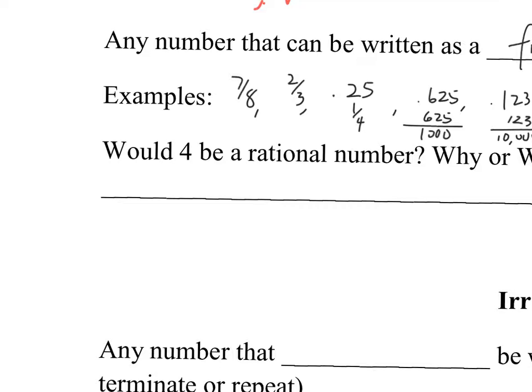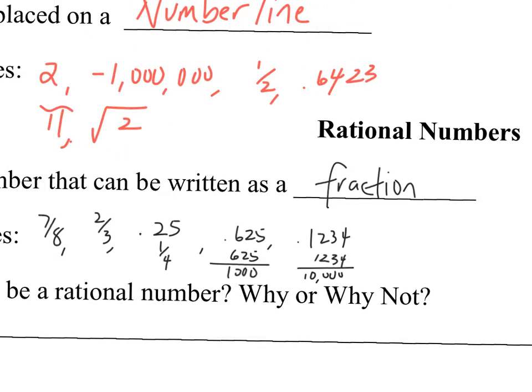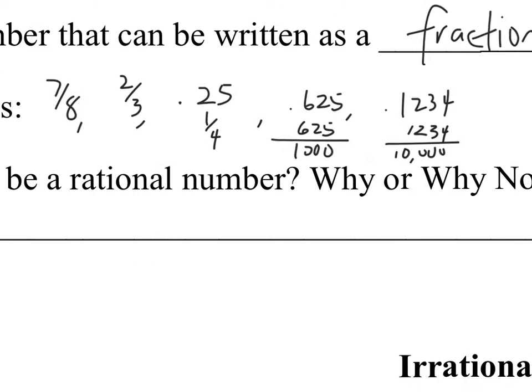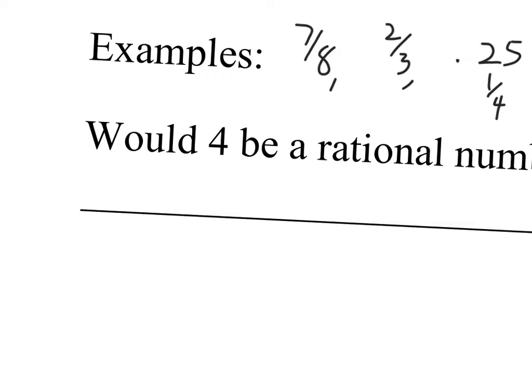All right, think about that. Can you write the number 4 to be rational? It's just saying you can write it as a fraction. Well, could the number 4 be written as a fraction? And the answer is yeah, right? You could write 4 as a fraction many different ways. The easiest way is just saying 4 over 1.